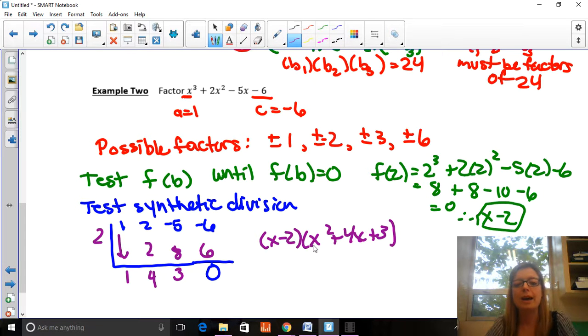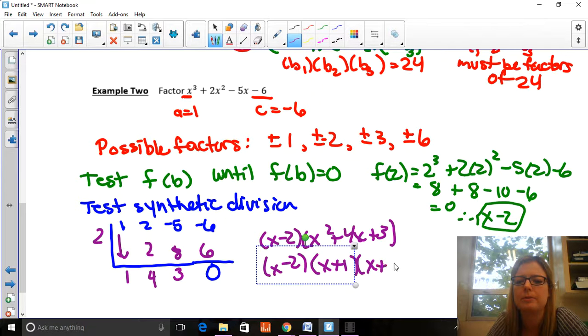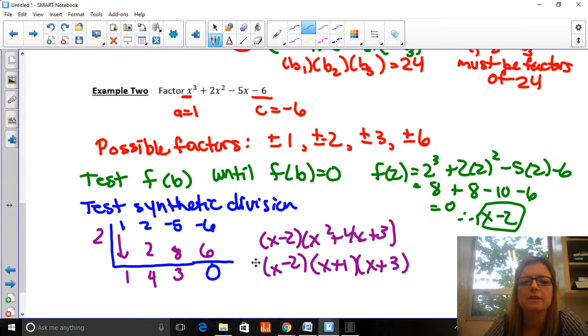Now this is just a quadratic, so I can factor it using my normal quadratic methods. It multiplies to 3 and adds to 4, so I go right to x plus 1, x plus 3. So there you go, those are my factors. This is my final answer, the fully factored version of what I did above.